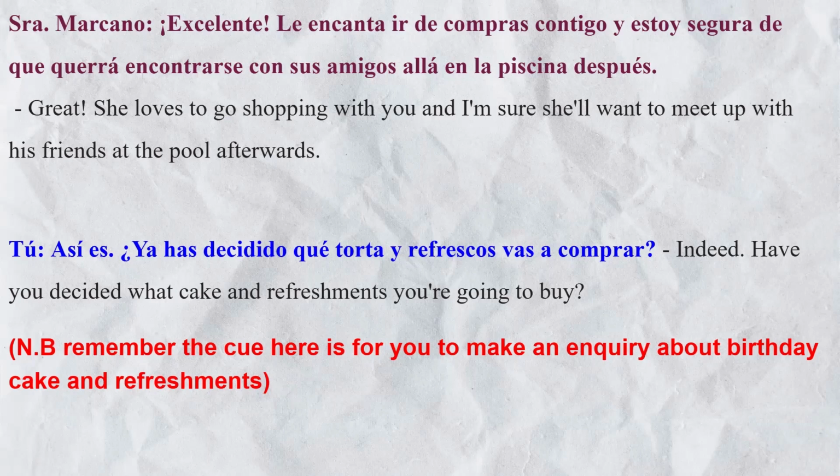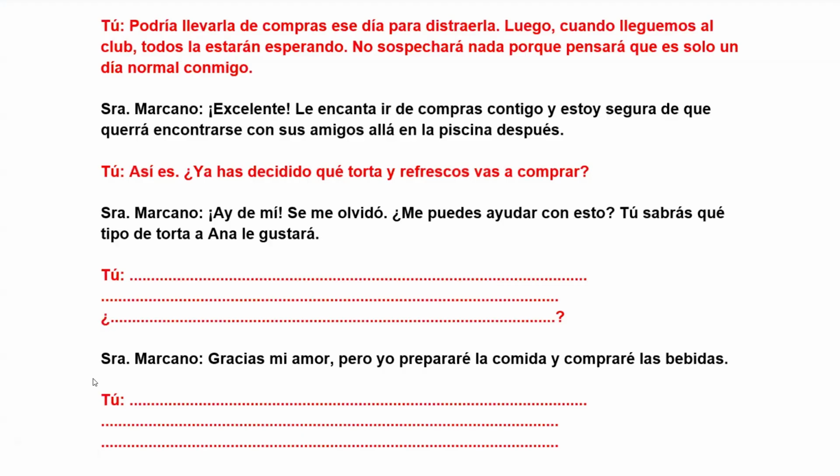Indeed. Have you decided what cake and refreshments you're going to buy? So remember, the cue here is for you to make an inquiry about the birthday cake and the refreshments. Okay, so let's see how that fits within the context of the conversation. As you know, here she says, great, she loves to go shopping with you. I'm sure that she will want to meet up with her friends there at the pool afterwards.